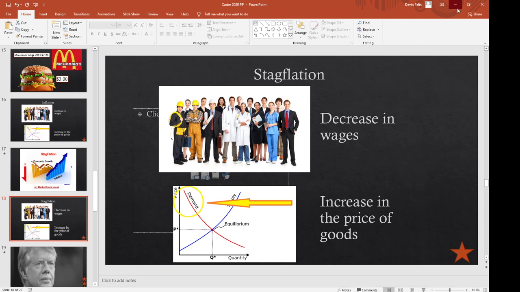So under stagflation for wages, wages during stagflation go down, right? So if we're experiencing stagflation in the economy, you're going to see wages go down, and then under that box for stagflation, prices will also go up. So during stagflation, prices for goods go up and wages go down.